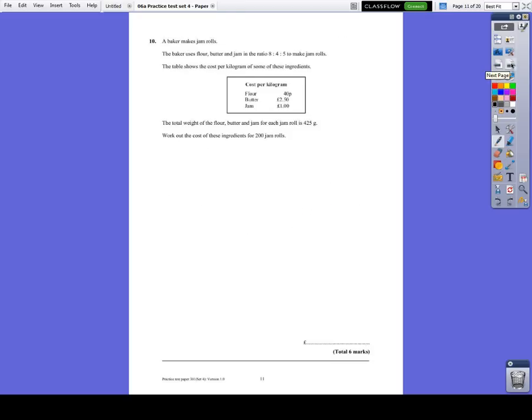Question 10. A baker makes jam rolls. He uses flour, butter and jam in the ratio 8 to 4 to 5. And the cost per kilo is given in the table. Work out the cost for 200 jam rolls.